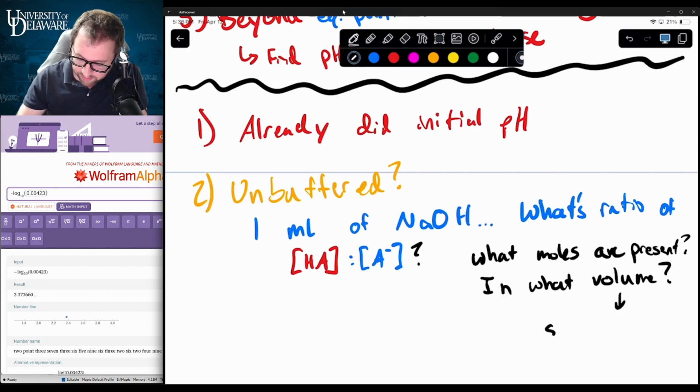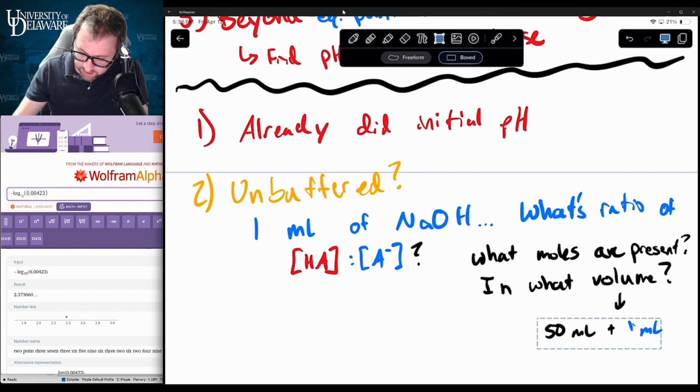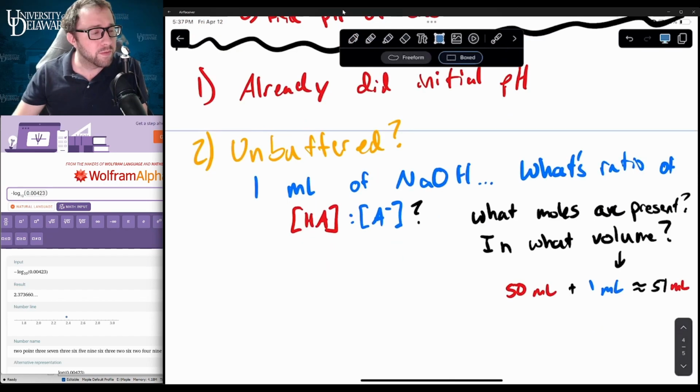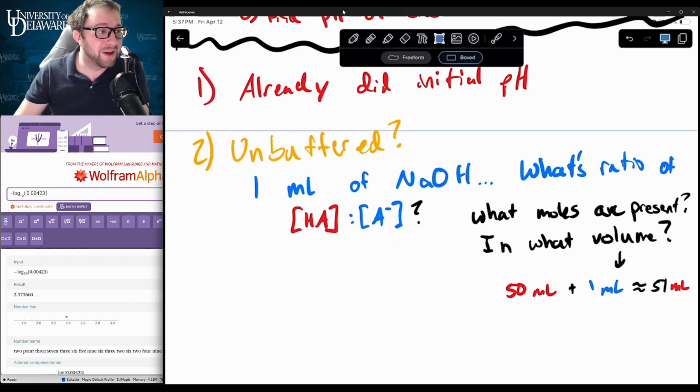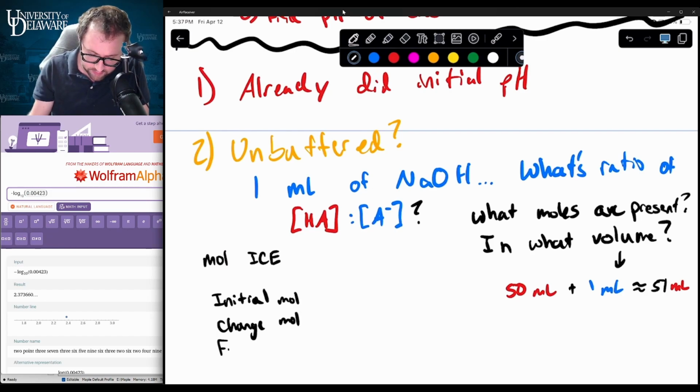So that one's easy, right? We have 50 ml plus 1 ml. And if we want to really hedge our bet here, we could say that's approximately equal to 51 milliliters. So we have about 51 milliliters here. We want to know what amount of vinegar and other thing are present. So we're going to use these are like mole ice tables. All right, so we have our initial mole, our change in mole, our final mole for HA, A minus.